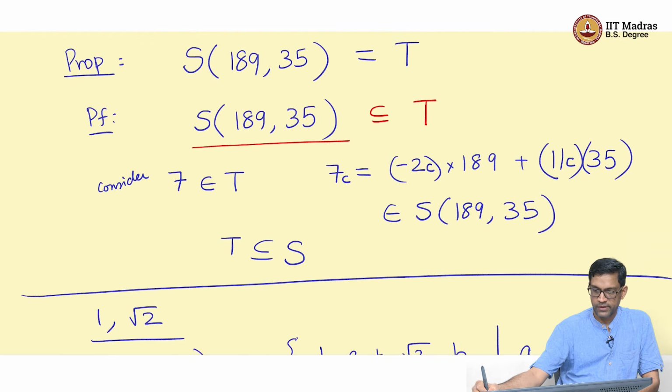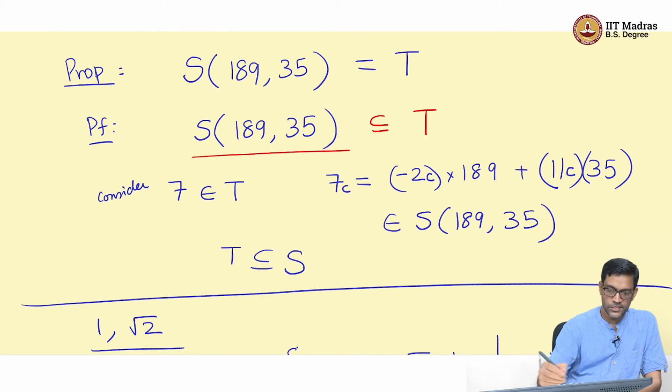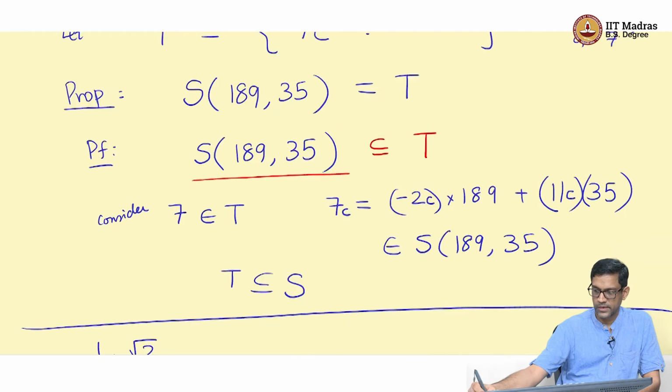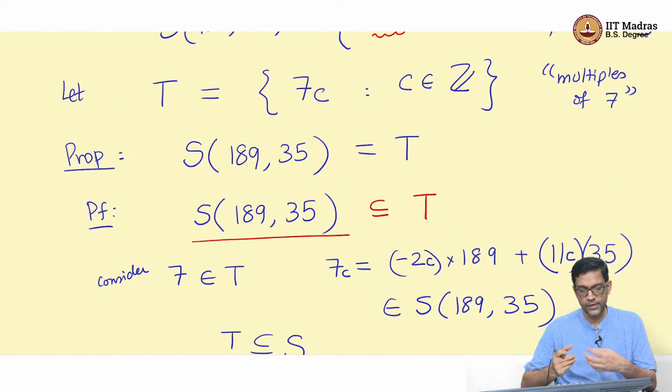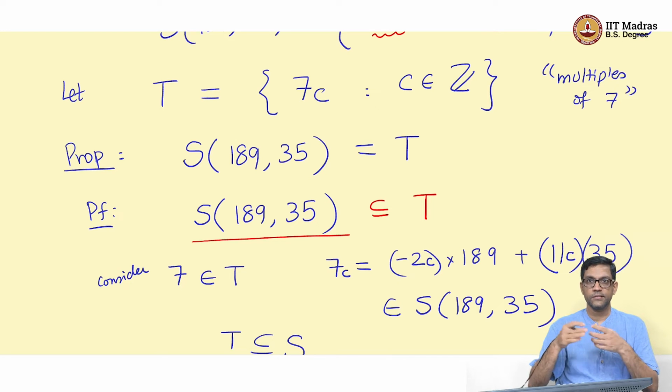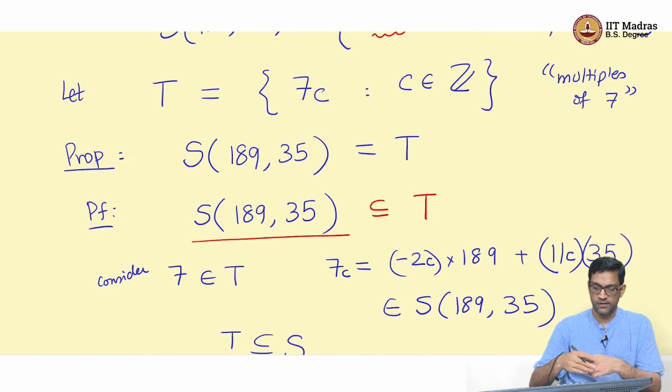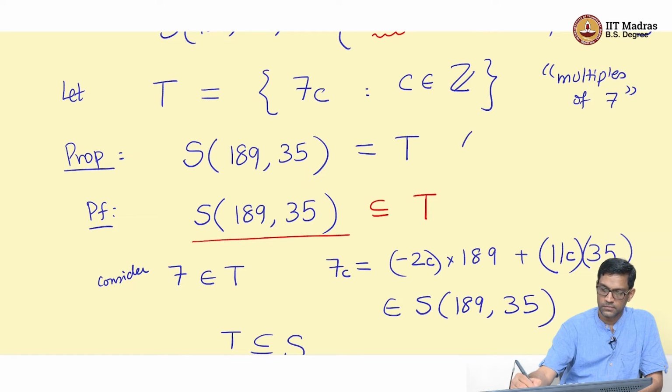In the earlier case, we were able to say that S and T are the same, and T was what? All multiples of 7. So, S is actually, even though it looks like I am taking linear combinations of two numbers 189 and 35, secretly just all multiples of 7, all multiples of the GCD. In particular, it means that S has a smallest positive element. What is the smallest positive number that lies in S? It is the number 7 itself. So, observe, this is true.